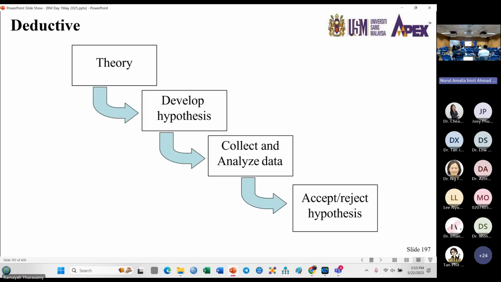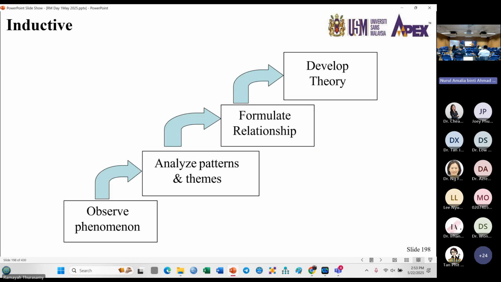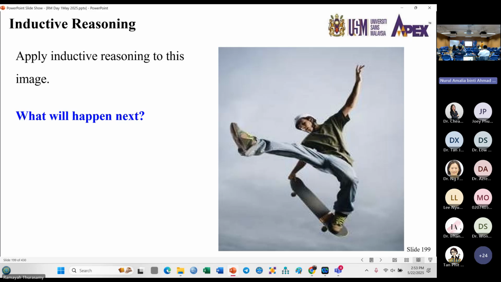We start with the theory and then we develop the hypothesis based on our research model. We collect data and then accept results. We stop here, right? This is mono method. One method. And then we do qualitative, we start with the observation. Then we try to explain with the model here, right? We stop here, we don't know whether the model works. That's mono method. So we have a third one.